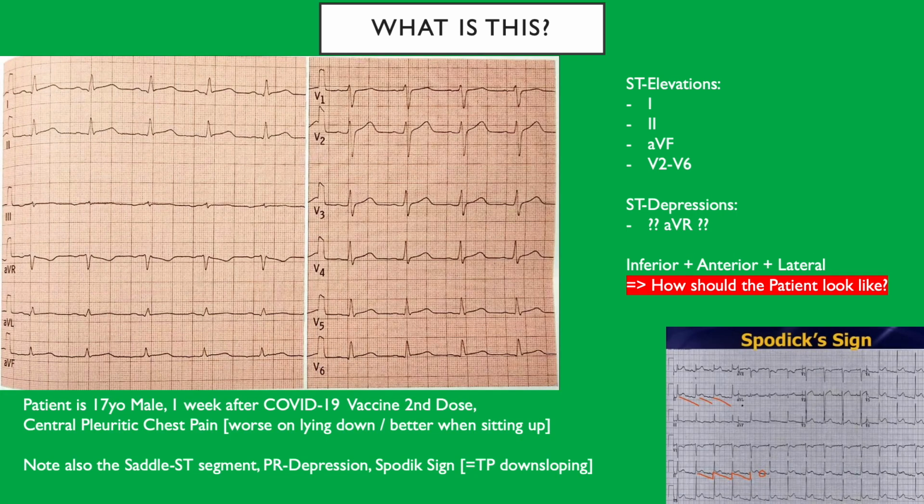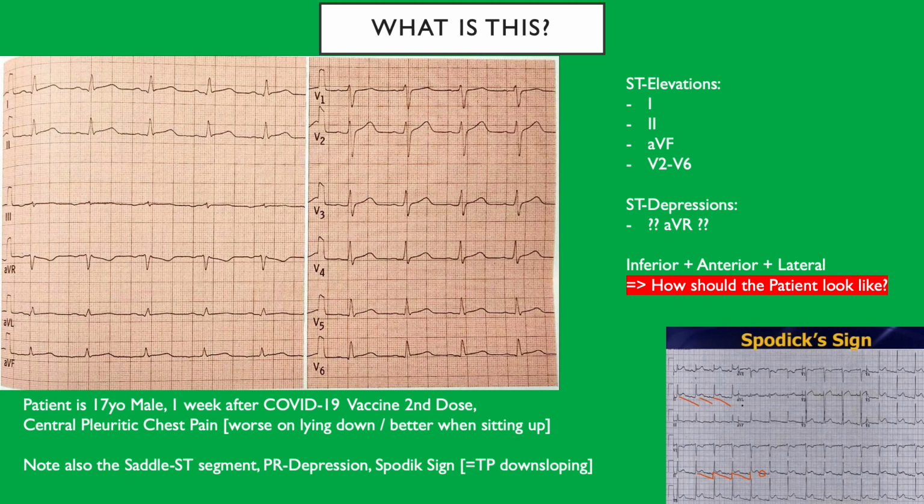So the patient is a 17-year-old male, 1 week after the second dose of the COVID vaccine, and he had central chest pain. It's worse on lying down, better on sitting up. And I'm helping you here, there's some saddling of the ST, yeah? Do you know Spodick's sign? It's a check exam thing, you need it for a check exam. It's basically the downsloping from the T to the QRS, going a bit down. You can see the downsloping here, downsloping there.